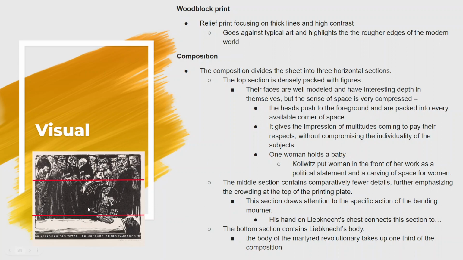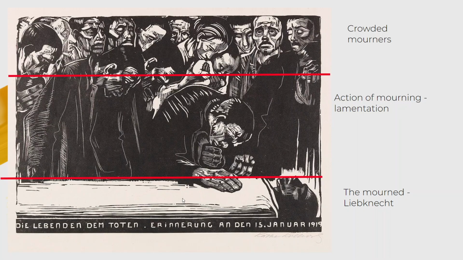It does have registers coming back. So there's a top, a middle, and a bottom. We have this very tight, positive space pretty much throughout, but the light at the bottom creates a sense of brevity, right? The mourned. So we have the mourners, the act of mourning, and the mourned. So almost like Christ's lamentation, but now it's for a political figure.